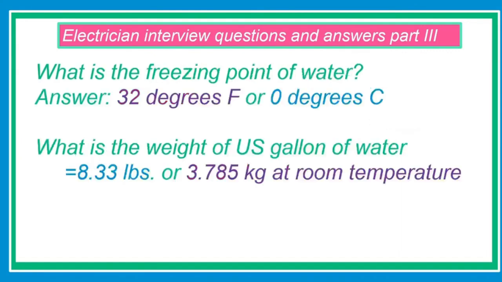What is the freezing point of water? Answer, 32 degrees Fahrenheit or 0 degrees Celsius. What is the weight of a US gallon of water? 8.33 pounds or 3.785 kilograms at room temperature.